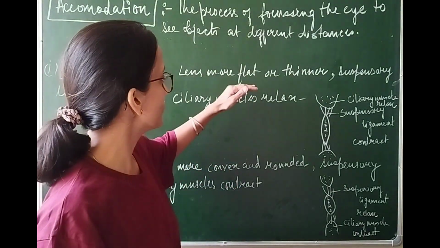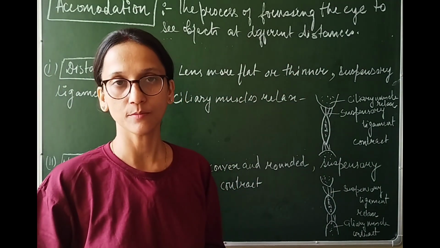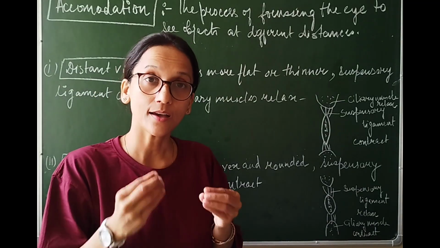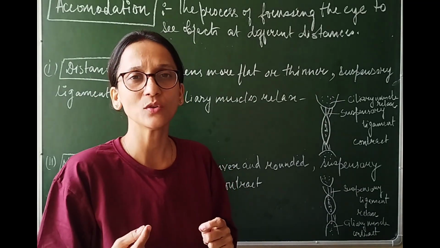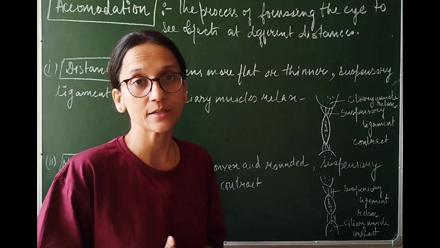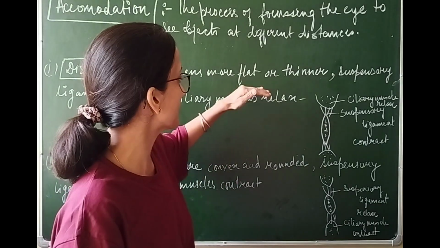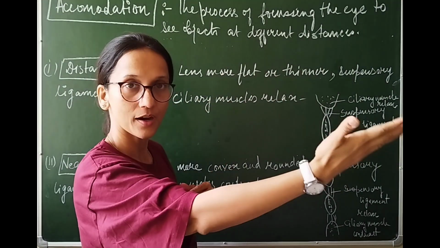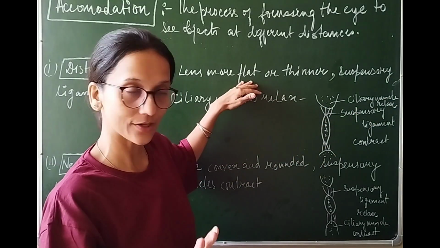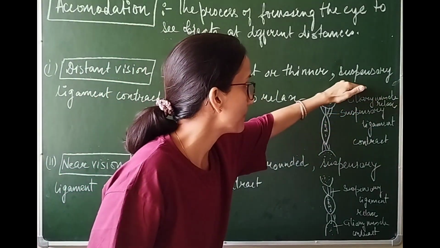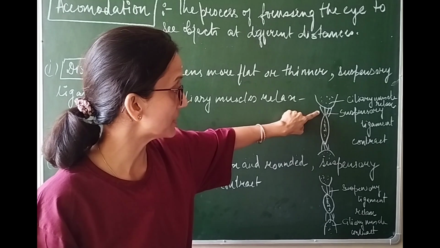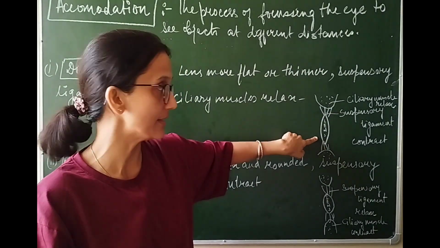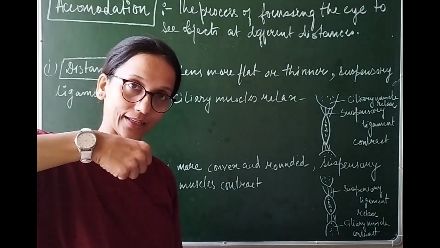I will request you to use any one word when you are writing this answer. I've seen students writing answers where they do not use the word flat or thin and use something like elongated instead. I would suggest restricting yourself to using either flat or thinner. So when you are looking at something very far, your lens is thin and flat. Why? Because the suspensory ligaments, if you remember, which are directly in contact with the lens, contract, and they pull the lens.